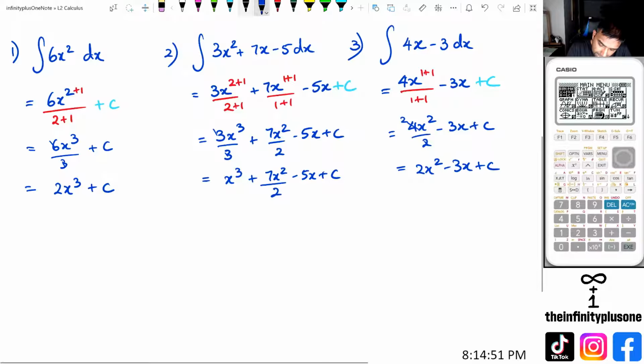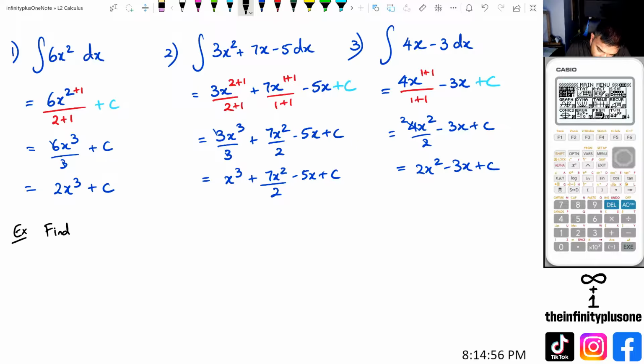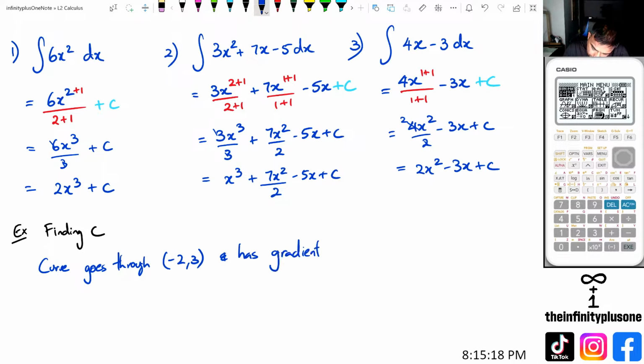Okay, so the next example that we're going to look at is finding the C value. What generally happens is you might get a question something like this. The curve goes through, I'm just going to make up these questions here, the points (2, -2) and (3, 2), and has gradient function dy over dx equals 3x squared minus 8x plus 1, and then they'll say find the equation of the curve.